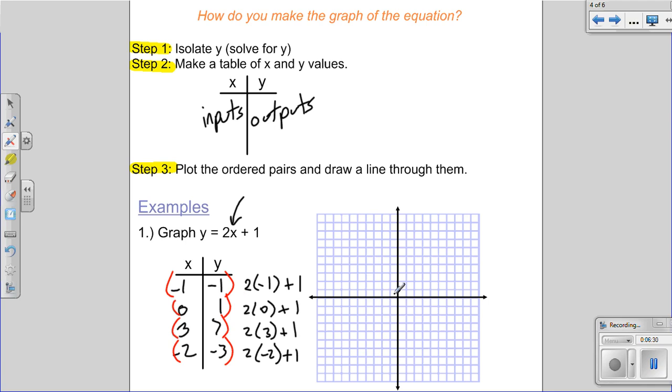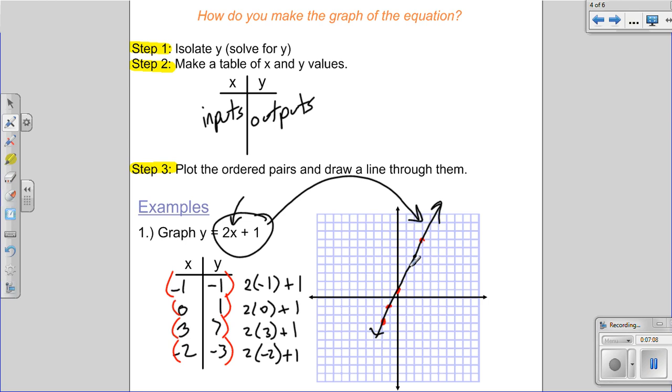So we're going to plot these. -1, comma, -1. Then we have 0, comma 1. We have 3, comma 7. We have -2, comma, -3. And notice we can draw a line that connects all those points. So if I draw a line, this is a linear pattern. This equation shows the relationship between x and y, and it follows a line. So if I plugged in x equals 2, it would land right there on the line.